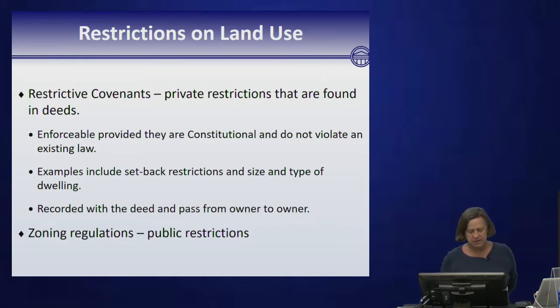Since the restrictive covenants are recorded with the deeds, subsequent purchasers are subject to these covenants. The owner of any one of the tracts of land may sue to enforce the restrictive covenant. Zoning regulations, on the other hand, are public restrictions, and we're going to talk about them in just a minute. But before we do, let's look at a real case.